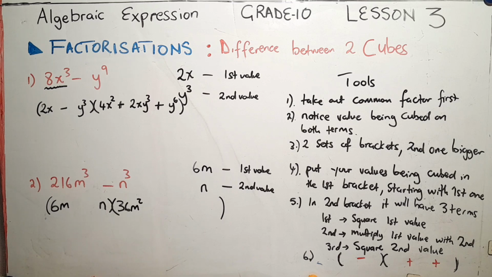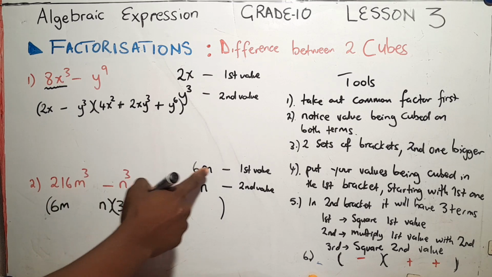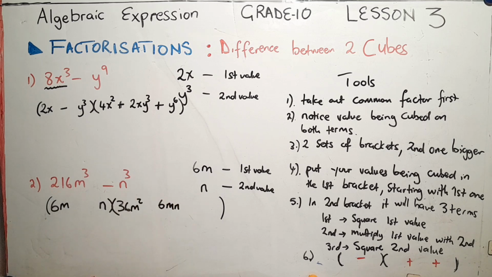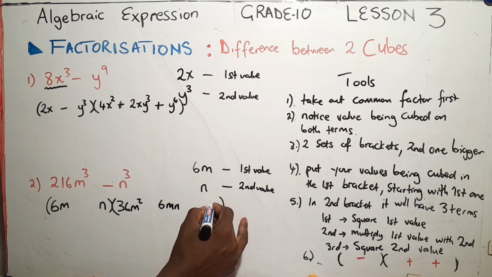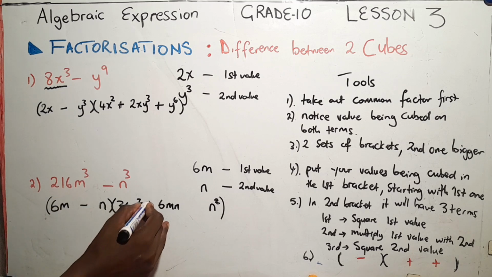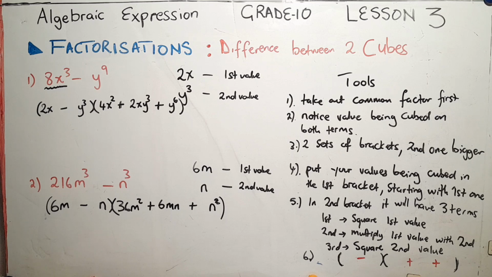And the second term, we have to multiply the first value and the second value. So 6m multiplied by n gives us 6mn. And then lastly, we square the second value. So n squared gives us n squared. And now the signs that we put there will be minus, plus, plus, like that. So let's move to 2 complex examples and let's see how we can solve them.